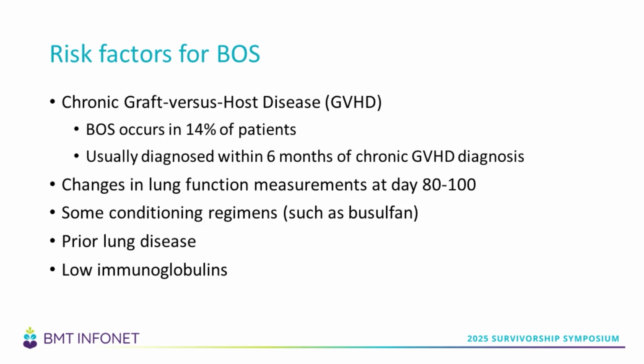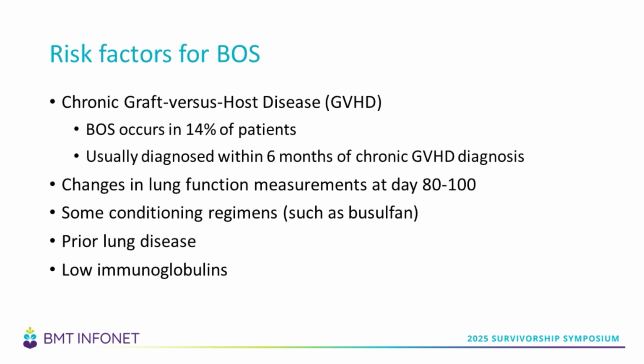What are the risk factors for BOS? Well, having chronic graft-versus-host disease elsewhere, even mild chronic graft-versus-host disease, like that shows up in your skin, is the primary risk factor. It occurs in 14% of people who have GVHD elsewhere, and it's usually diagnosed within 6 months of your initial GVHD diagnosis.